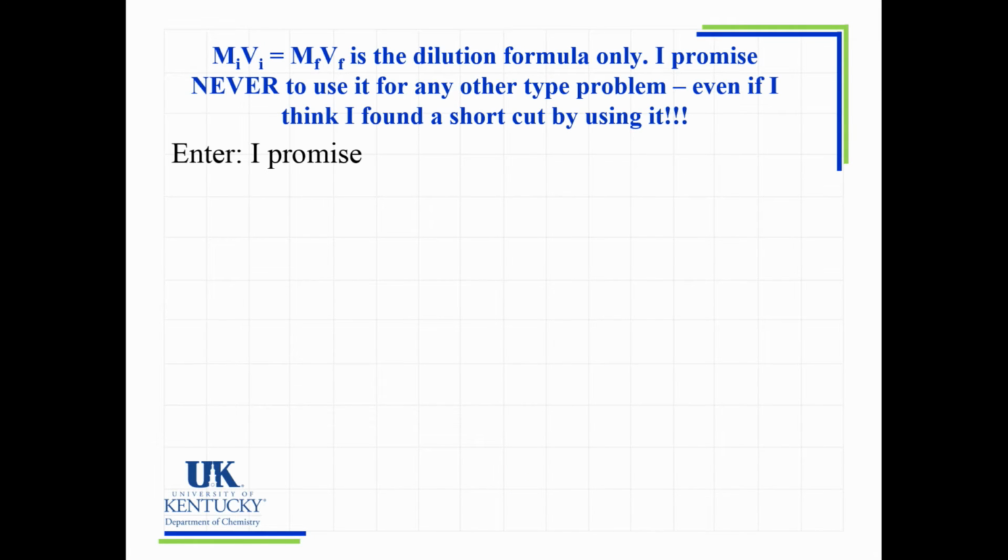So what you have to do, it says to enter. We're in class, so you're not going to enter anything. You're just going to raise your right hand and promise never to use it for any other type of problem, even if I think it's a shortcut to that problem. You're not going to use it. All right, so you've just promised me. I haven't watched you raise your right hand and repeat after me, but I hope you did. I hope I made a big enough point that you only use this for dilutions.